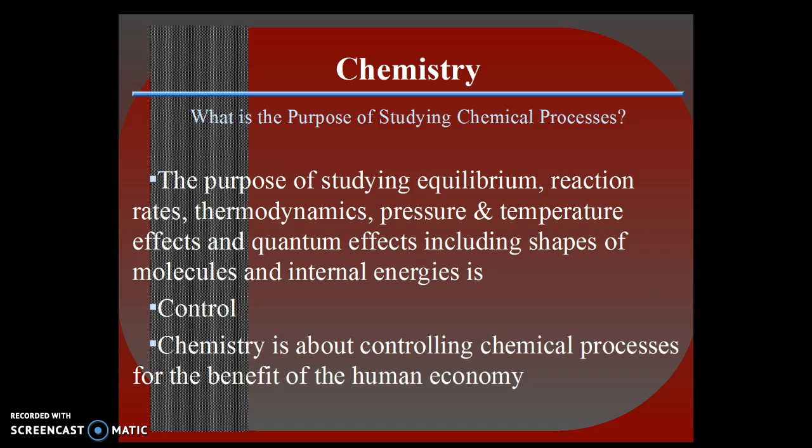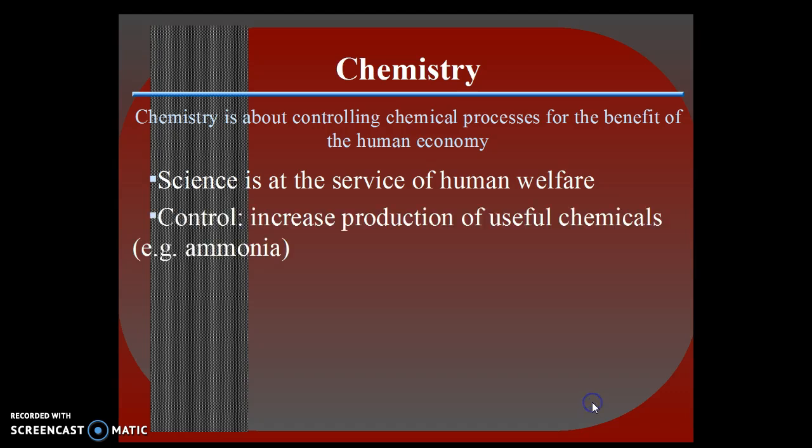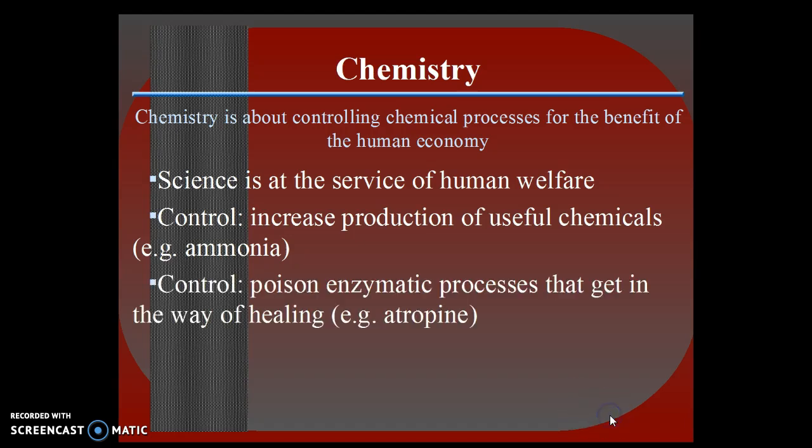Most specifically, chemical engineering is about that, and our research in chemical kinetics is what we use to control, and therefore to get some engineering control over these reactions to make them less expensive, not just in money and in energy, but also in resources. Science, after all, is at the service of human welfare. So, it is a control to increase the production of useful chemicals like ammonia, which is the basis of a lot of fertilizer and quite a bit in the way of nitrates.